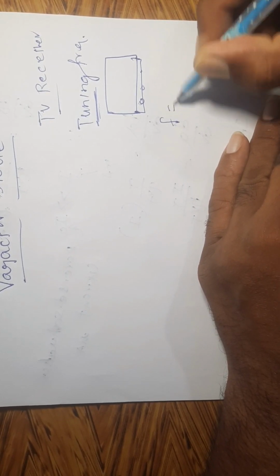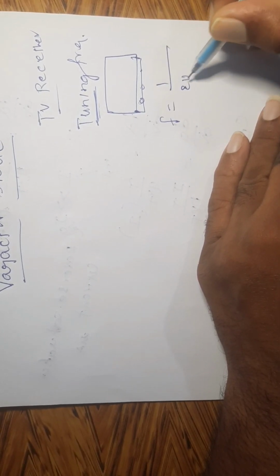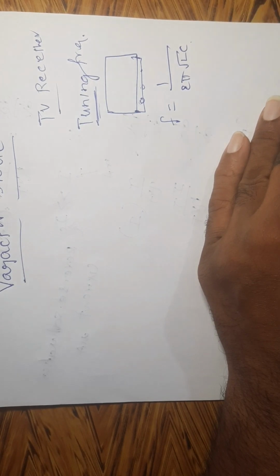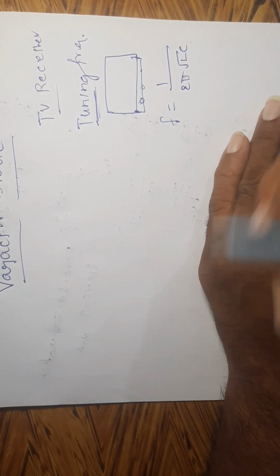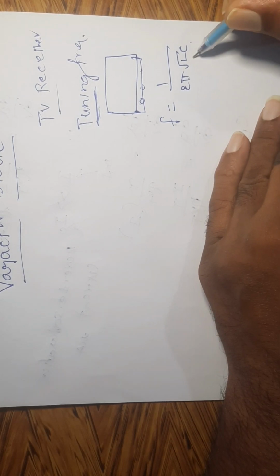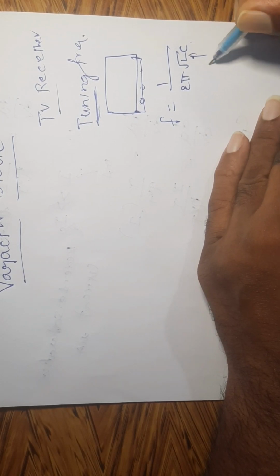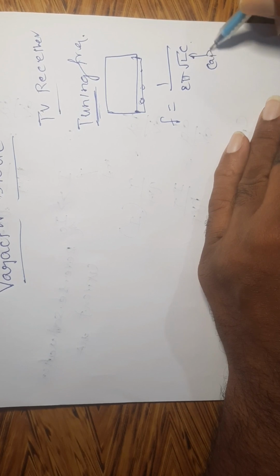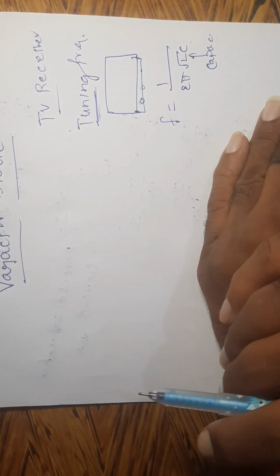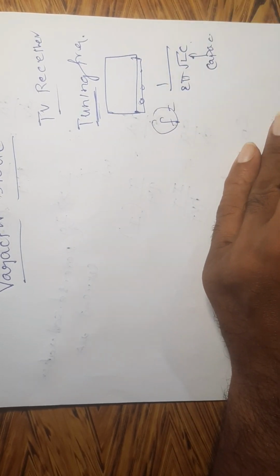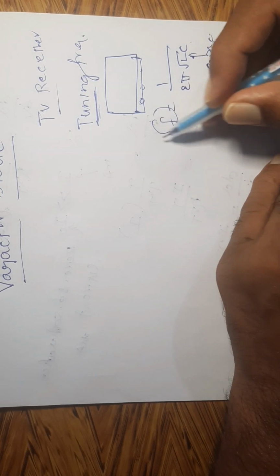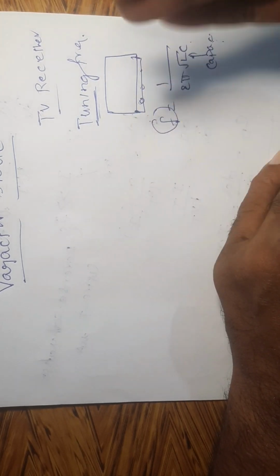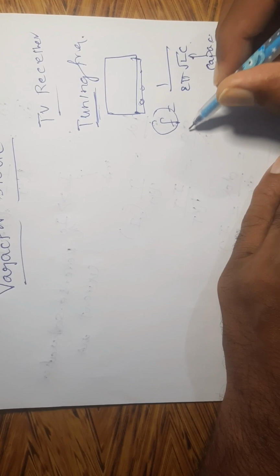In that case, F equals 1 by 2 pi root LC. RC is also used, but most probably in the communication part LC is used. In that LC, we should find the capacitor. This is very important, because the variation of frequency depends on the capacitor. Whether the capacitance value increases or decreases, it affects the frequency. That is the changing of frequency, that is the tuning of frequency.